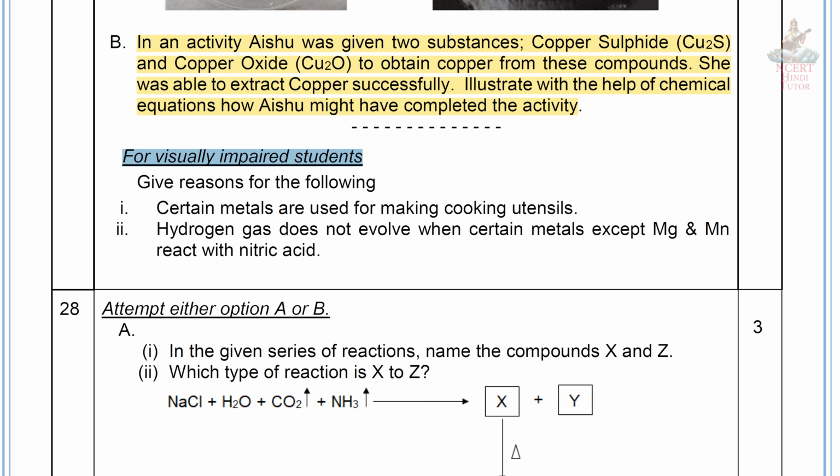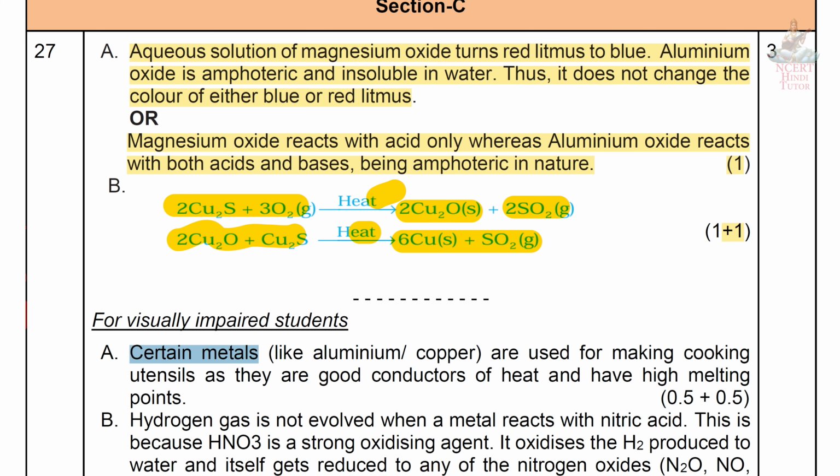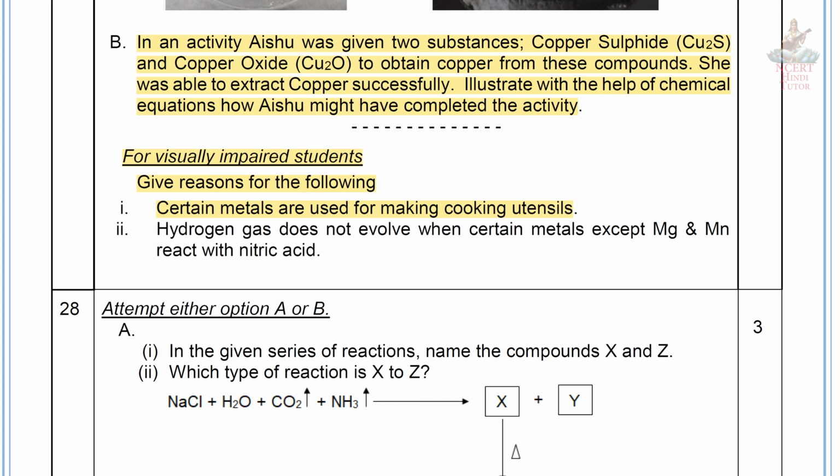For visually impaired students, give reasons for the following. First, certain metals are used for making cooking utensils. Answer. Certain metals like aluminium and copper are used for making cooking utensils as they are good conductors of heat and have high melting points.